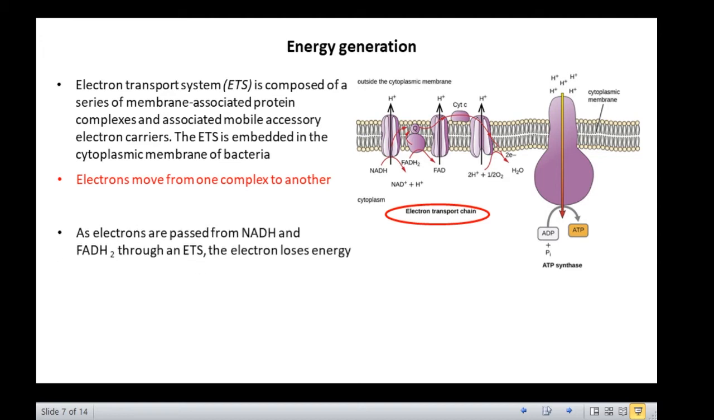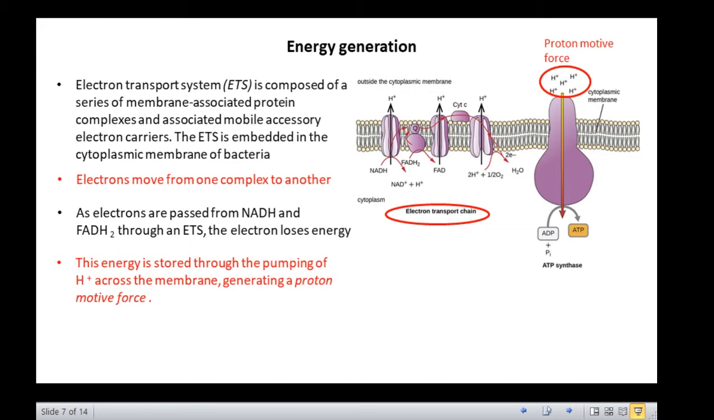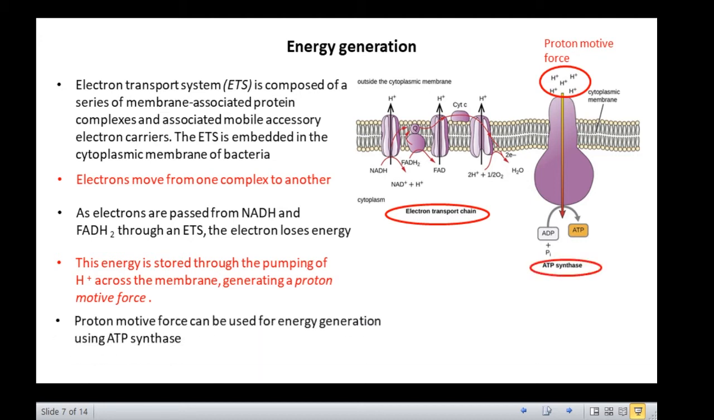As electrons are passed from NADH and FADH2 through an ETS, the electron loses energy. This energy is stored through the pumping of protons across the membrane, generating a proton motive force. The energy of this proton motive force can be harnessed by allowing hydrogen ions to diffuse back through the membrane by chemiosmosis using ATP synthase. As hydrogen ions diffuse down their chemical gradient, components of ATP synthase spin, making ATP from ADP and Pi by oxidative phosphorylation.